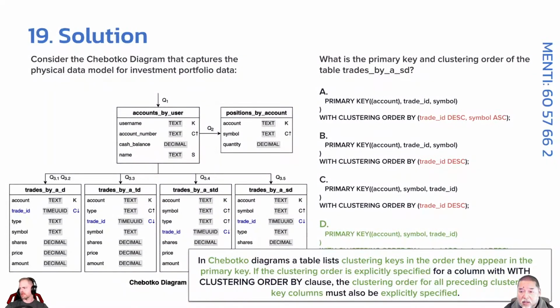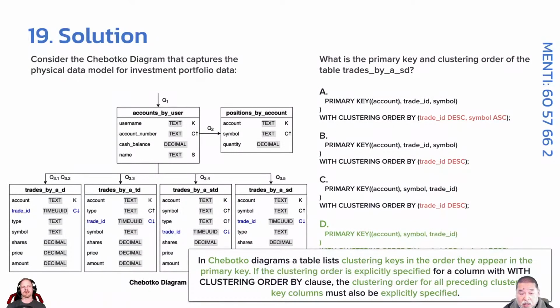That matters. So they've got to be listed in the primary key in the order account, symbol, and trade ID. That rules out number 1, or A, and that rules out B. So account, symbol, trade ID, that makes C and D possibilities. How do we differentiate between C and D? Well, if you look at the Chebotko diagram, the symbol is a clustering column with the arrow rising. That means it's an ascending order. Ascending order is the default order for clustering columns. Trade ID is a clustering column in descending order.